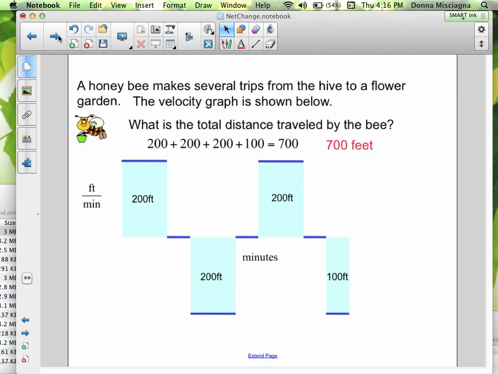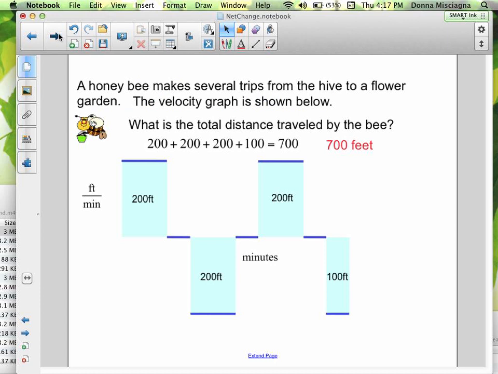So here we have a honeybee, and he makes several trips from the hive to a flower garden. The velocity graph is shown below. So the total distance traveled, he went 200 feet from the hive to the flower, and then he went 200 feet back to the hive, and then he went 200 feet back to the flower, and then 100 feet back to the hive. So he traveled 700 feet.